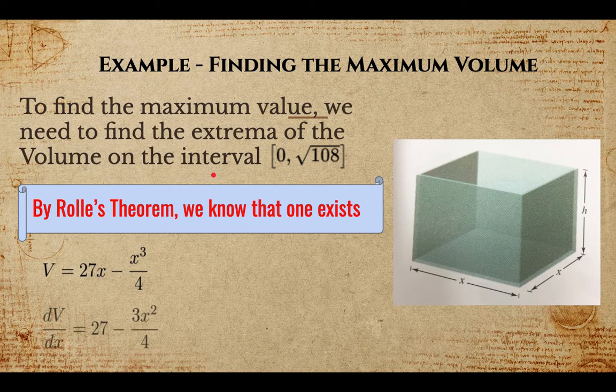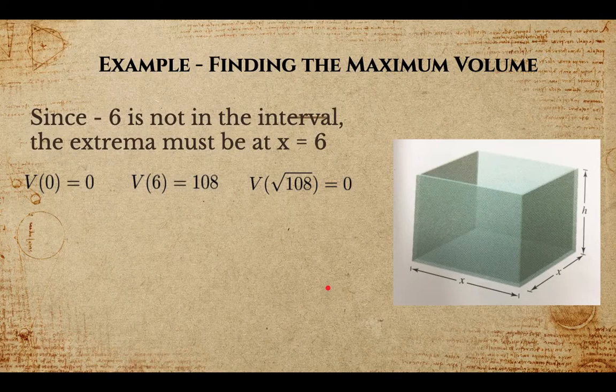So we take the derivative, set the derivative equal to 0, and we get x equals plus or minus 6. But again, our interval was between 0 and the square root of 108, so I can't use negative 6, so I just use 6. To find the absolute maximum, I check the endpoints at 0 and the square root of 108, and I also check at 6. At 6, my volume is 108.